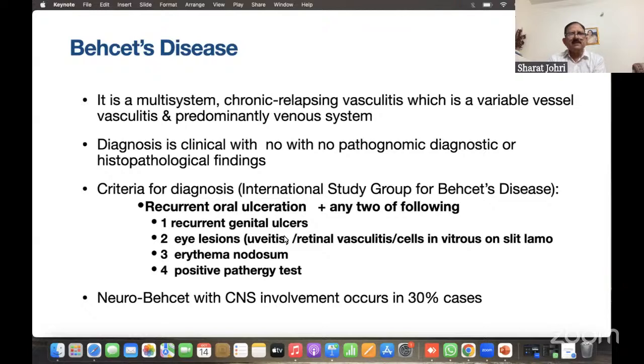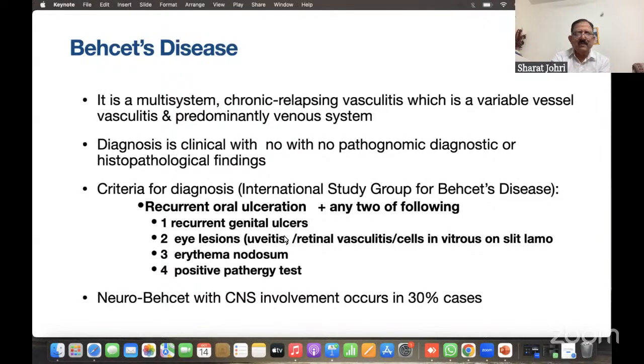Behçet's disease is also a multi-system disease, a chronic relapsing vasculitis, which can cause secondary vasculitis in the brain, and it also affects the venous system. Diagnosis is clinical, and no pathognomonic diagnostic finding is there. The criteria for diagnosis of Behçet's disease are recurrent oral ulcers and any two of the following: recurrent genital ulcers, eye lesions, erythema nodosum, and positive pathergy test. If any two of them are present, plus recurrent oral ulcers, then Behçet's should be considered.